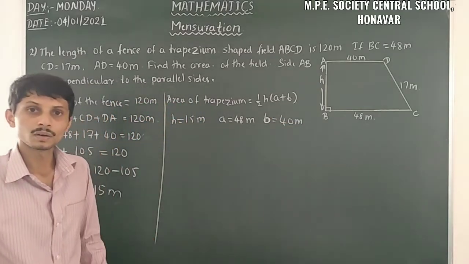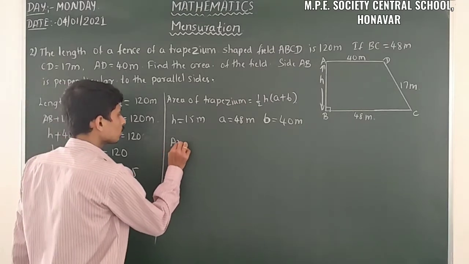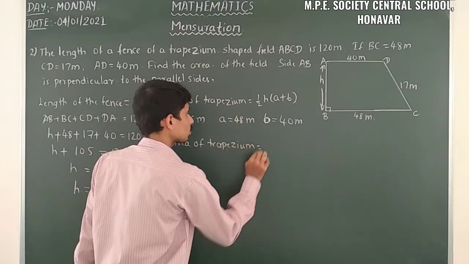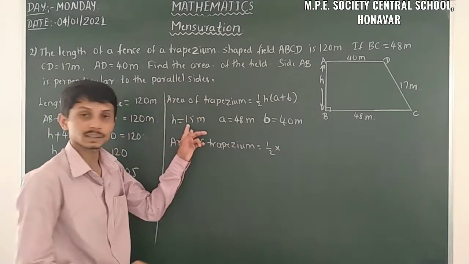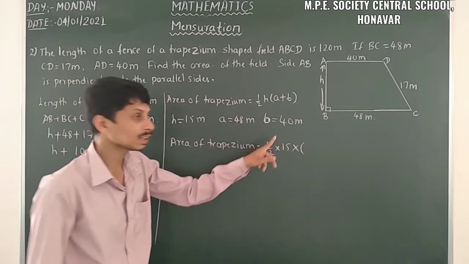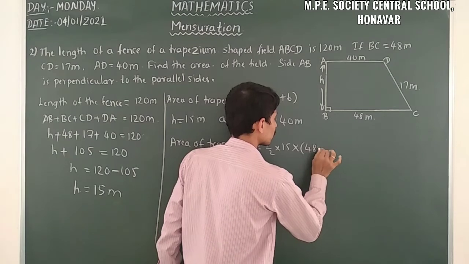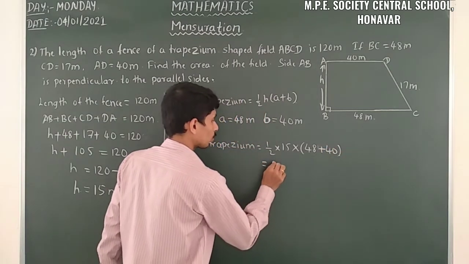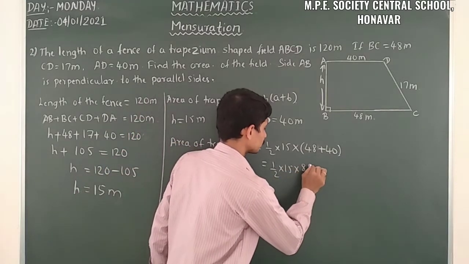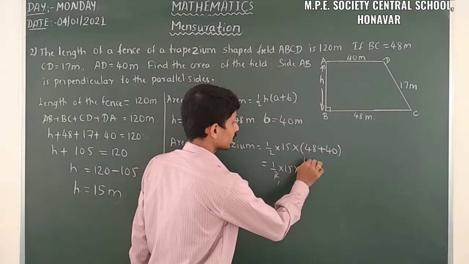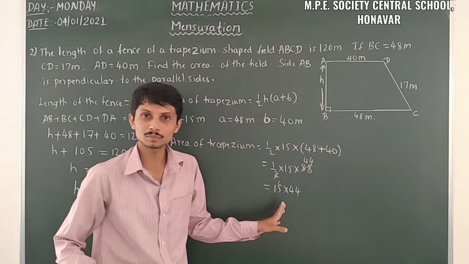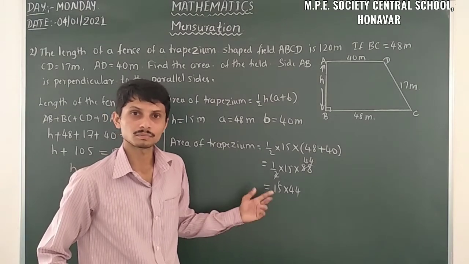So just substitute in the formula: area of trapezium is equal to 1 by 2 into the value of h, which is 15 meter, into a plus b, 48 plus 40. That is equal to 1 by 2 into 15 into 88. So here 2 into 1 and here it is 44. Yes, here we have 15 into 44. It looks like some difficulty, so that's why we can split.